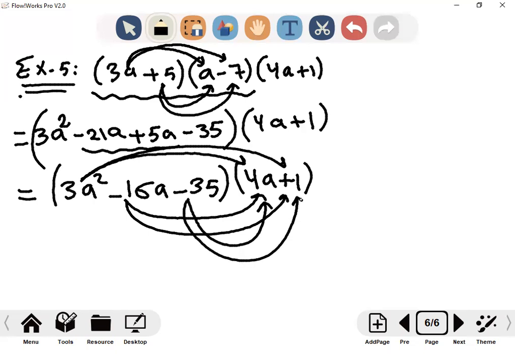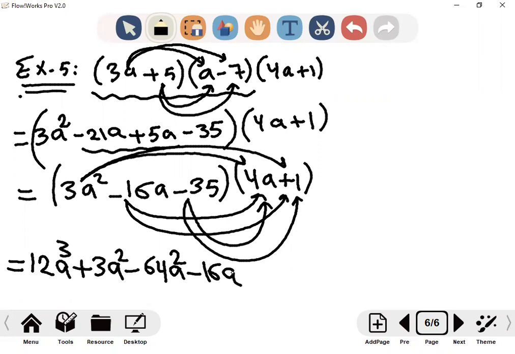One by one. Okay, this is equal to 3a power 2 times 4a, 12a power 3. 3a power 2 times 1, 3a power 2. I'm done with the 3a power 2, right? Now negative 16a times 4a, negative 64a power 2, because a times a. Negative 16a times 1, negative 16a. Right? I'm done with negative 16a.